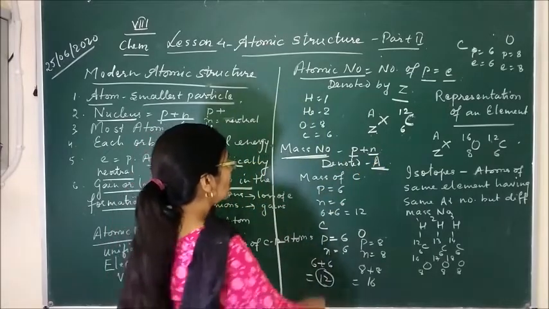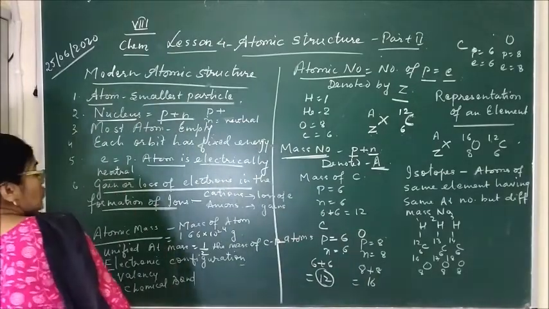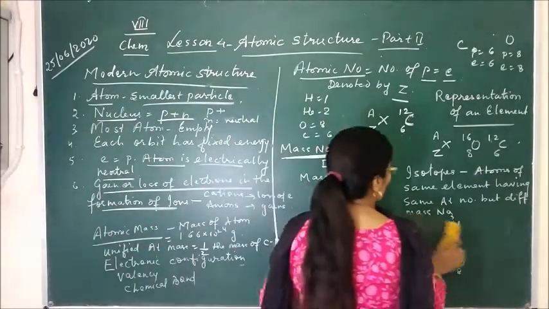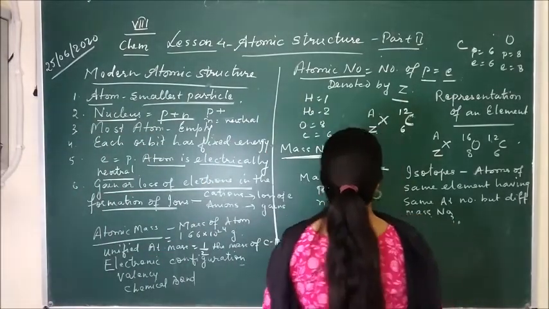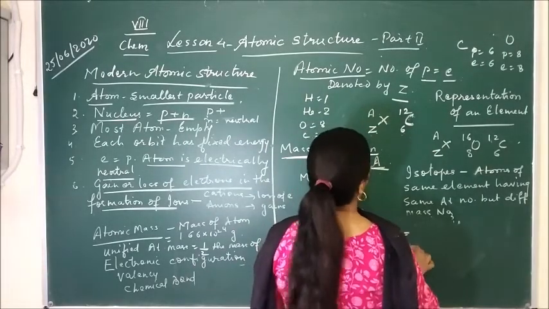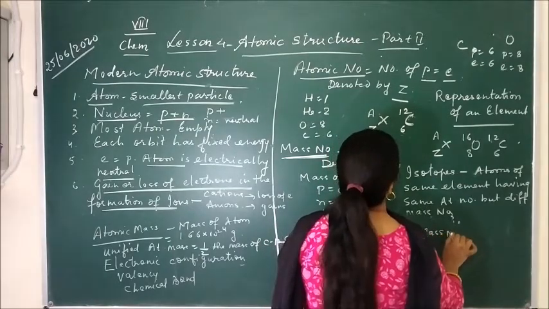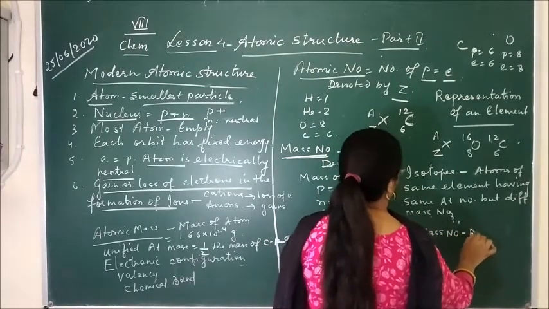Suppose we don't know the number of neutrons of an element and we want to calculate it, then what do we have to do? We have to subtract the number of protons from the mass number.